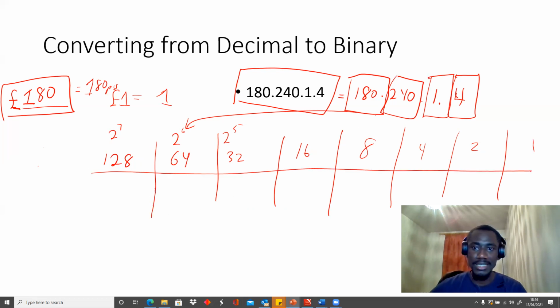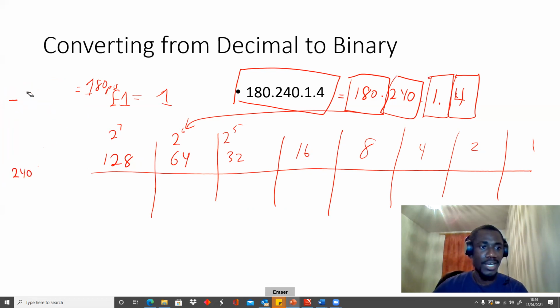Let's take the second example, 240. We have 240 pounds, and we have to convert that into binary. The first shop is selling 128. Can we buy it? Yes, we can. So we buy 128, and we put a 1 here. This leaves us with 112.